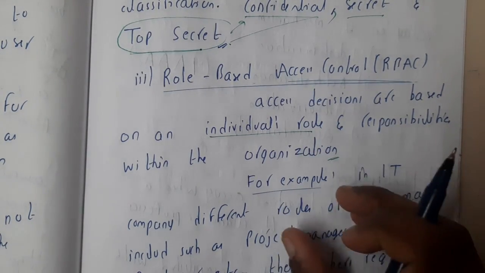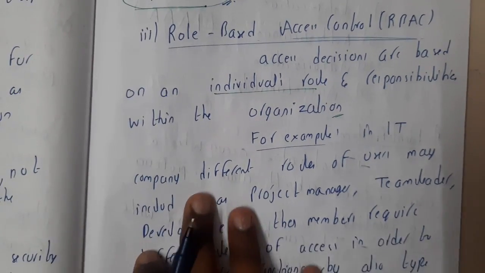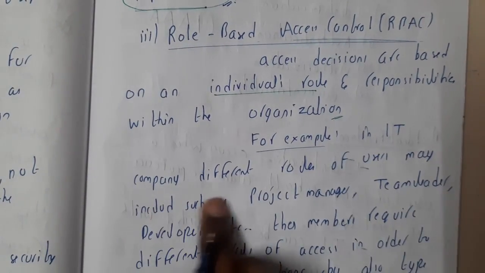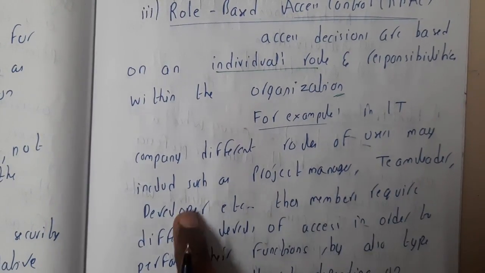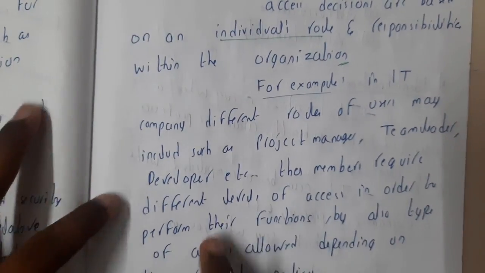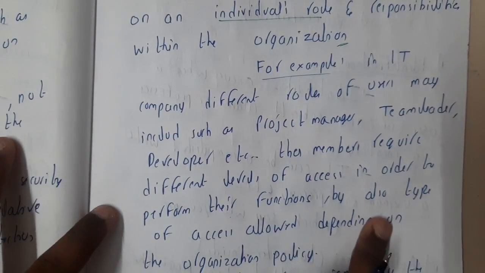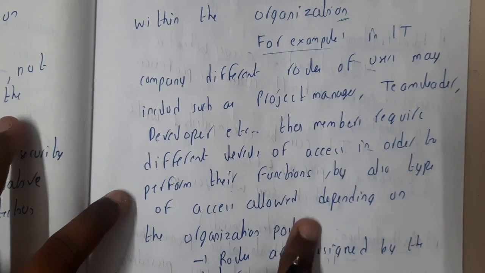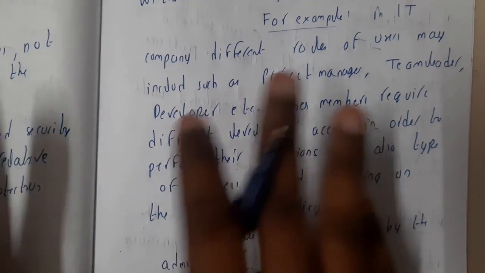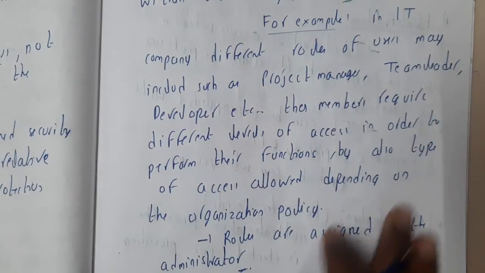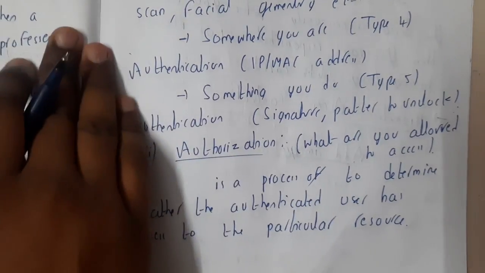So based on your domain or your role in the company, you will be assigned access. If we take an example, in an IT company, different roles of users may include a project manager, team leader and developer. These members require different levels of access in order to perform their functions, and the type of access allowed depends on their policies. I hope everyone got some basic idea, and these roles are again given by the administrator only, guys. I hope everyone got a clear idea about access control.